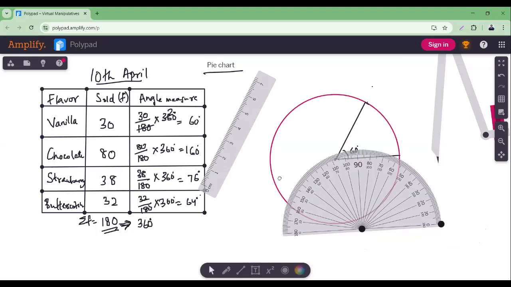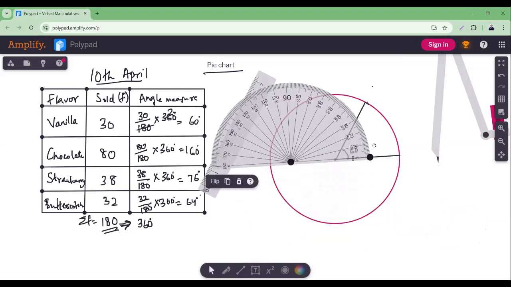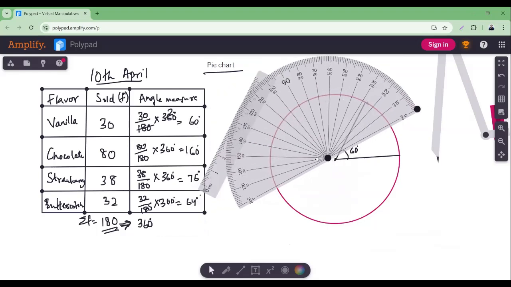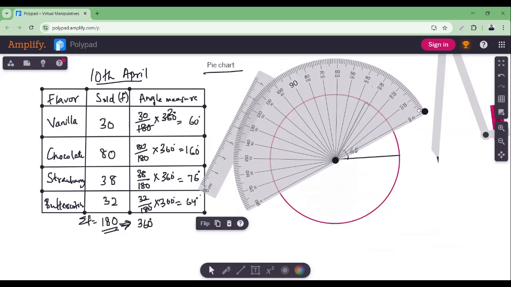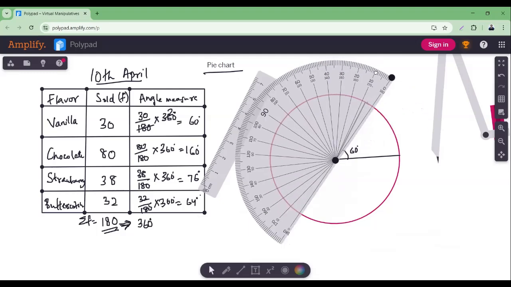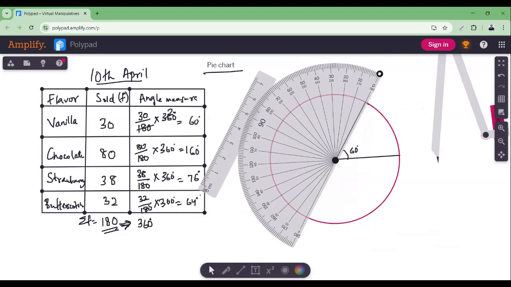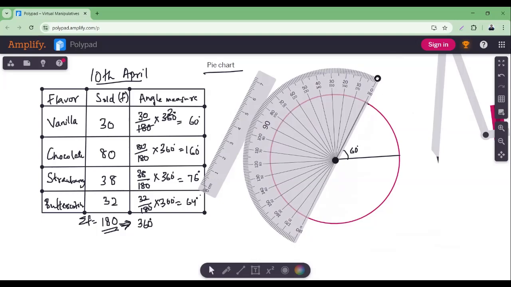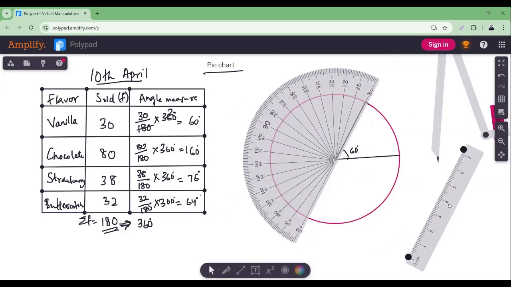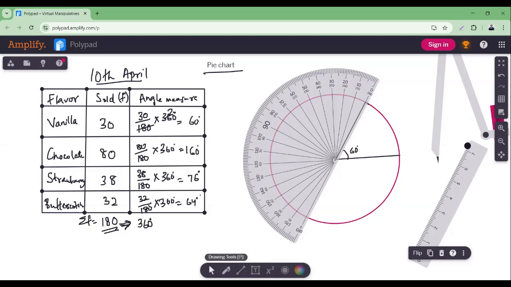So what I have to do is take the protractor and keep, first of all, the circle center on the protractor center. And the 0 line should come on the fresh line that I drew for the vanilla. Once I draw that, I need to measure 160. If you see here, 0 here, right? It goes like this, right? So it starts from there. So 0 to 160 degrees. It will be 90 here, and 160 degrees is going to be here.